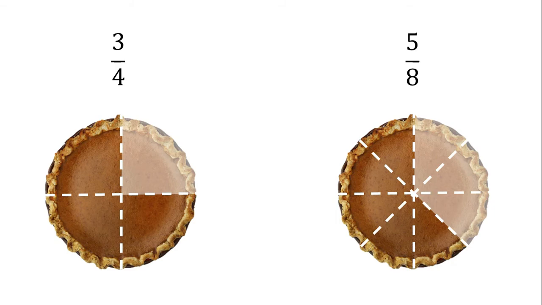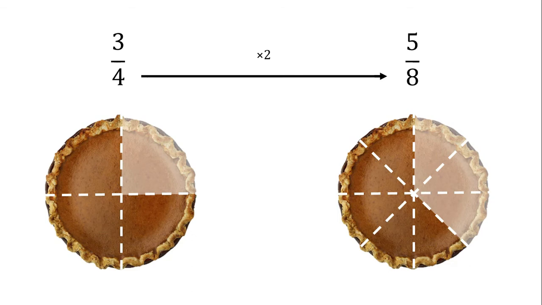Fantastic. Now looking at the picture model, we can see that 3/4 is clearly more than 5/8. But how can we prove that mathematically? Well, we look at the denominator. Is there a way to change the denominator from 4 to 8? What can you multiply 4 by to turn it into 8? 2. And of course, if we multiply the denominator by 2, we have to multiply the numerator by 2 as well. So we need to take each of those 4 slices and cut them into 2 equal slices.